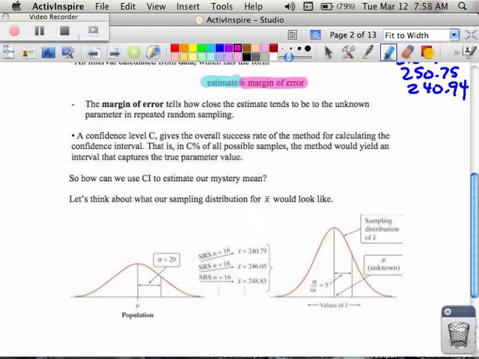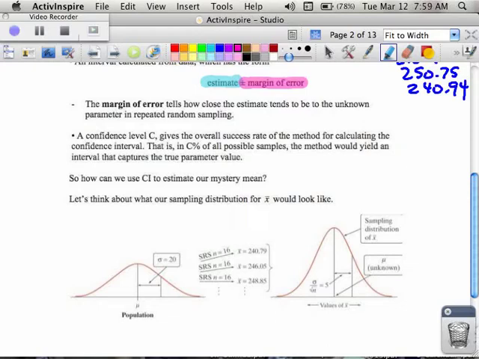Gives us a success rate of the method for calculating this interval. That is the confidence interval percentage, so oftentimes we use 95% in statistics. So with a 95% confidence interval, of all possible samples, the method would yield an interval that captured the true mean in 95% of all of our samples. We would find the true mean in there somewhere. So 95% of the time we'd be correct in guessing.